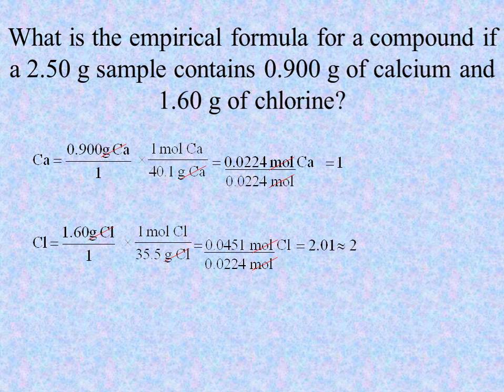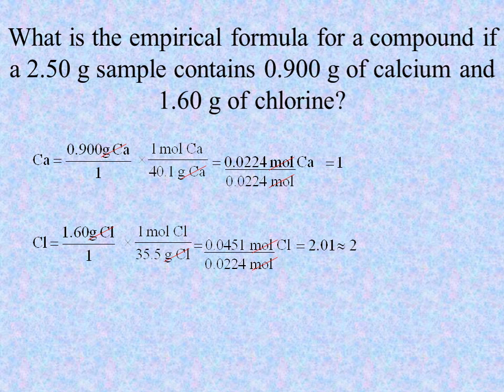A basic rule with these empirical formula calculations, when you do this step where you divide by the smaller mole number, more times than not you will get whole numbers. There are some exceptions where you get a decimal value that's equivalent to a fraction. We'll take a look at examples of those. But by and large, the majority of the time, those quotients should come out pretty close to whole numbers. Here you can see that to 3 sig figs it comes out to 2.01.